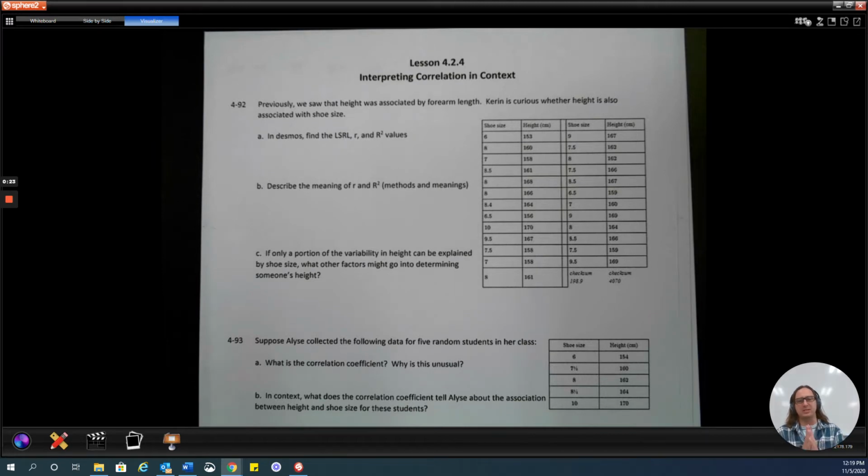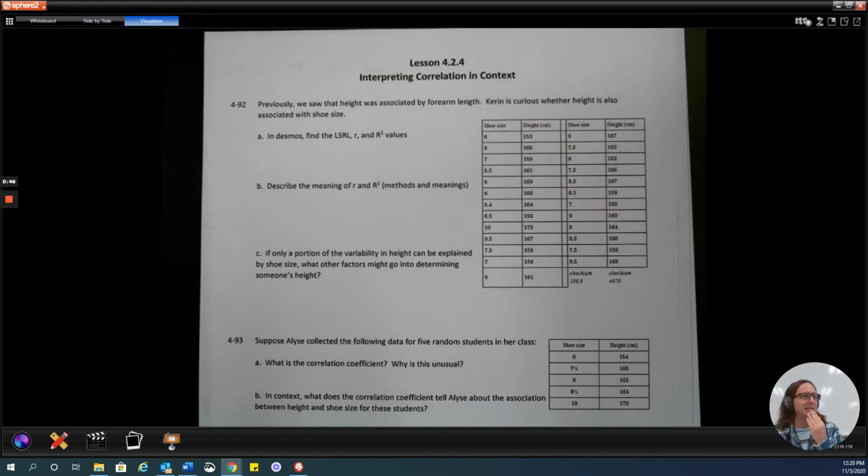So we'll see over here that we have 4-92, and previously we saw in other problems that we've done in other lessons that there was an association between somebody's height and their forearm length. Remember we talked about that was like a cubit length that ancient people used for measurement, and we saw that it wasn't a very good correlation, but anyways, we did it anyways.